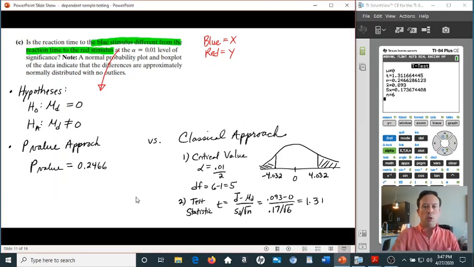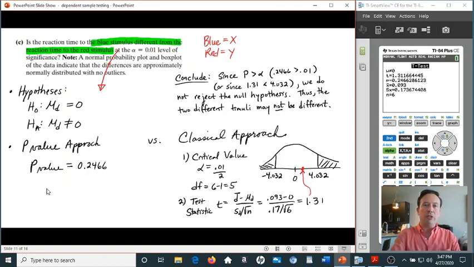All right, so now what do we conclude here? Well, first off, this number here is in where H0 is, right? So it's not in the H0 rejection area. It's here in the middle where we do not reject H0, right? And also the p-value is more than my alpha value, right? 0.2466 is more than 0.01. So we do not reject the null hypothesis.